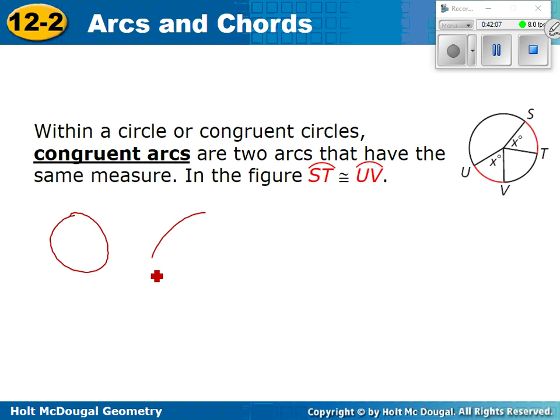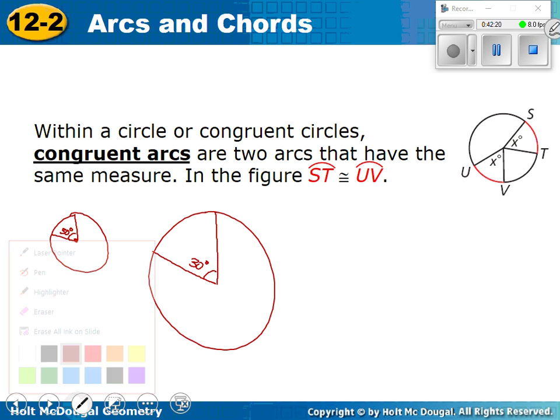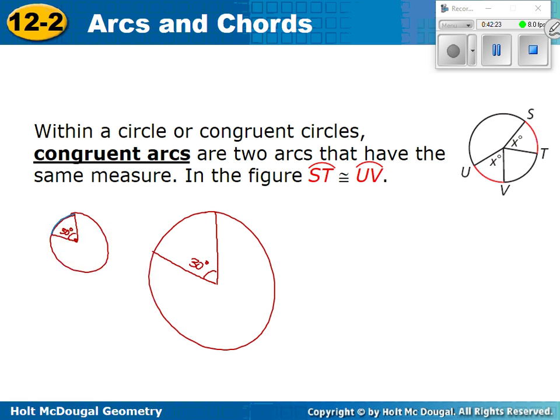I'm going to give you 2 pictures up here. That's supposed to be 30 degrees. It's hard to read. Here's my question. Is this blue arc congruent to this blue arc? What's the measure of each blue arc? 30 degrees, right? If this is the center, they're both 30, agreed?